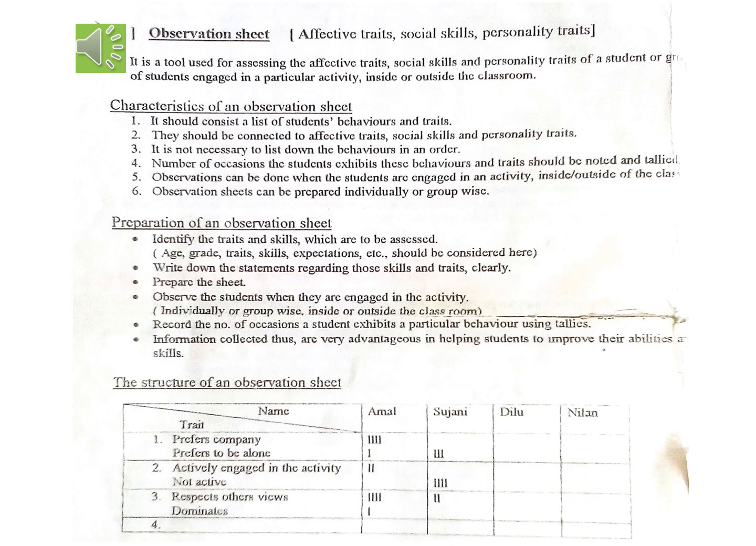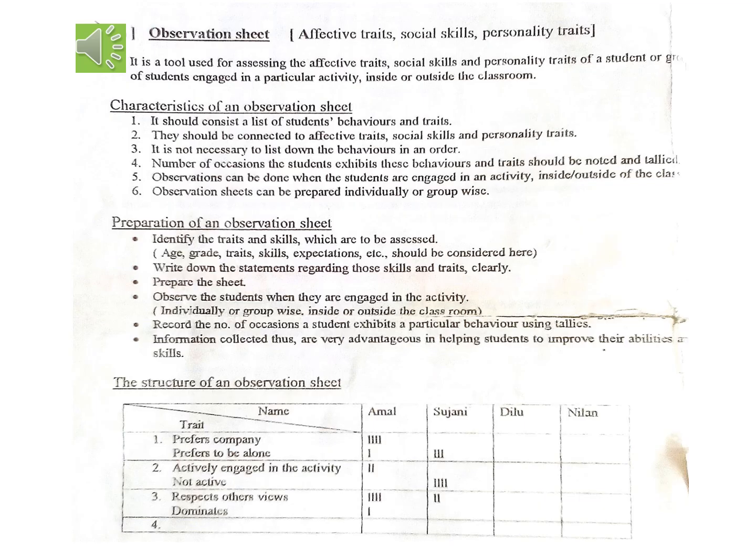Characteristics of an observation sheet. It should consist of a list of students' behaviors and traits, right? Actually, a list of traits. Now down there's a model, right? Prefers company, does not prefer company, or prefers to be alone. Actively engaged in the activity, not active. Likewise, characteristics, attitudes, those things. They should be connected to the affective traits. It is necessary to include affective traits, social skills, and personality traits.